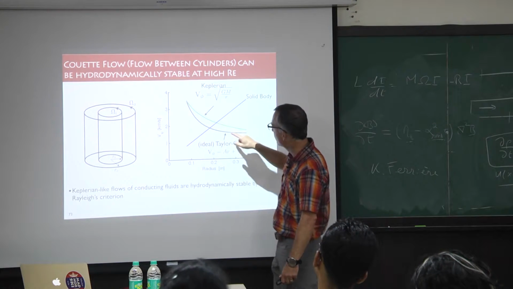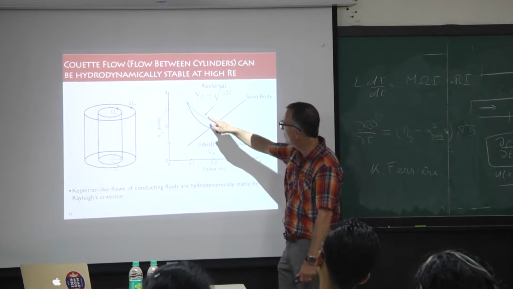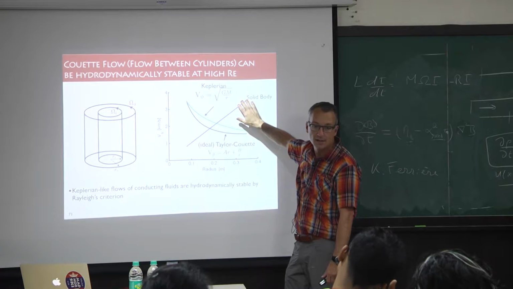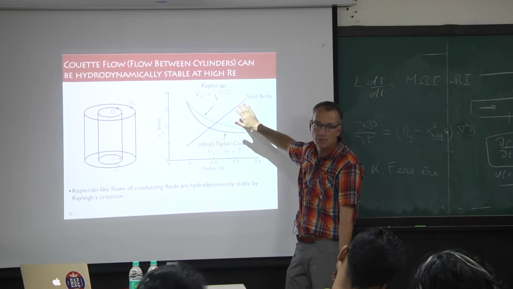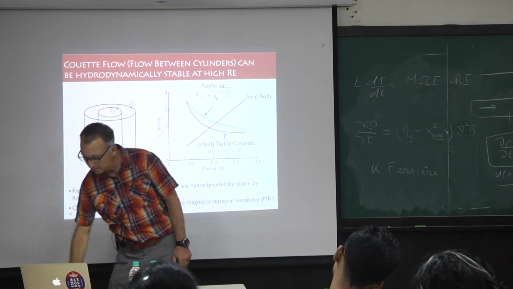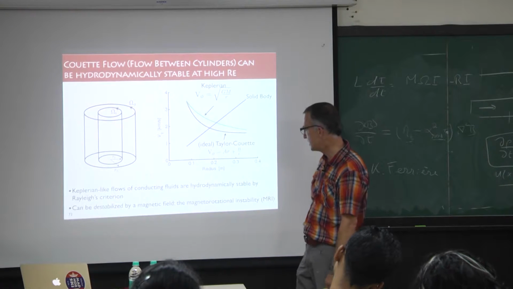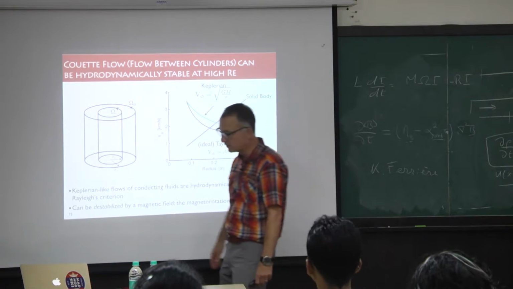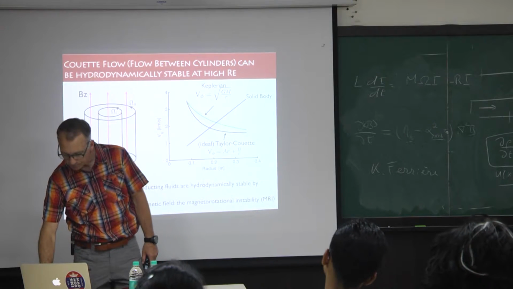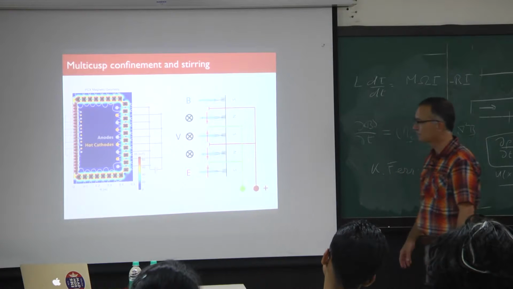Keplerian flow has this funny property that the velocity drops with radius, but the angular momentum increases with radius, and you can show that this is stable to these Taylor vortices. But it can be destabilized by this magneto-rotational instability. So we've set out to try and do this experiment using plasma.